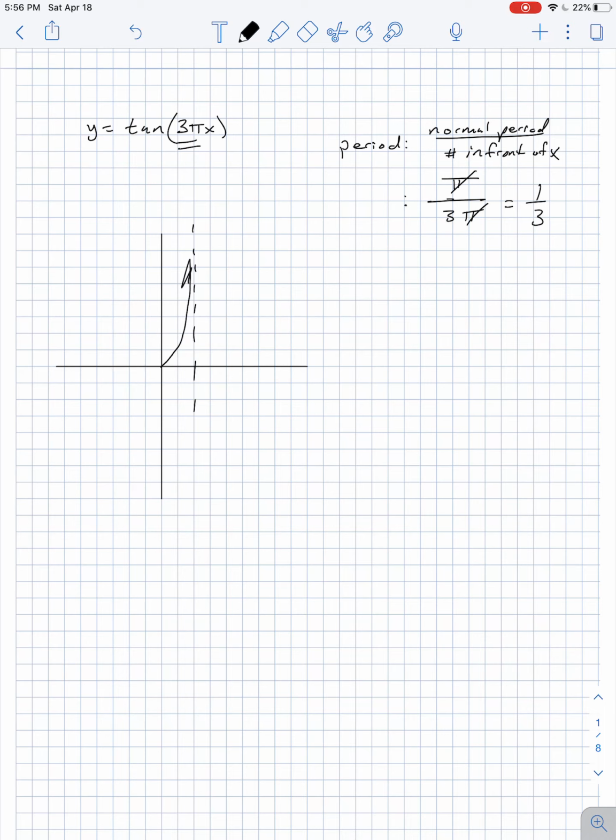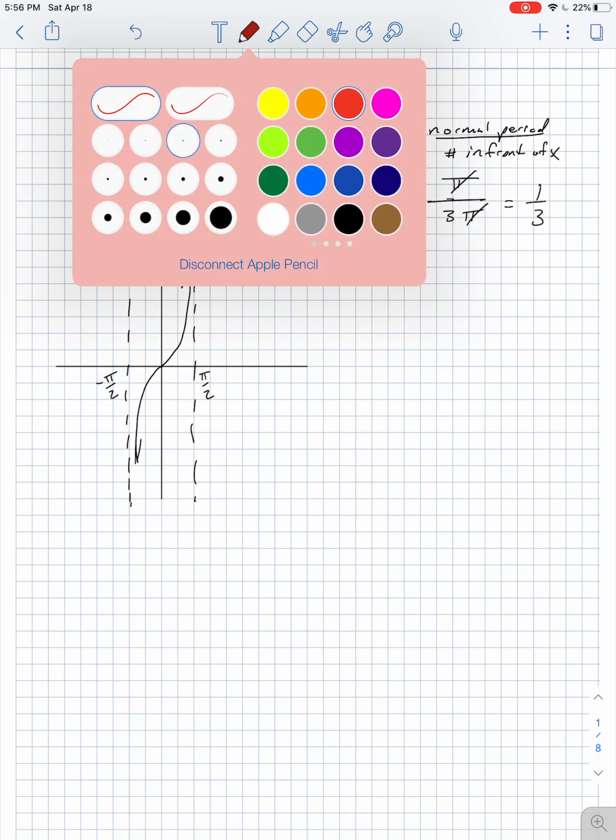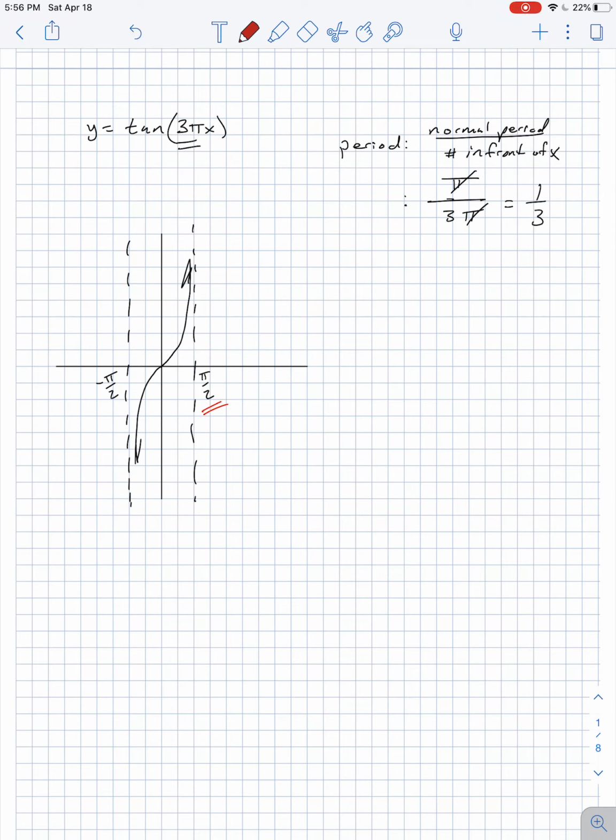Okay, so it looks like this. This is our parent graph of tangent, and this value is pi over 2, and this is negative pi over 2. Because this graph does not start at 0, it means that this number right here is not the period, which it was with sine. If you recall, with sine, we started here at 0 and ended at 2 pi. So this first number that we marked was the period, but that's not true with tangent.